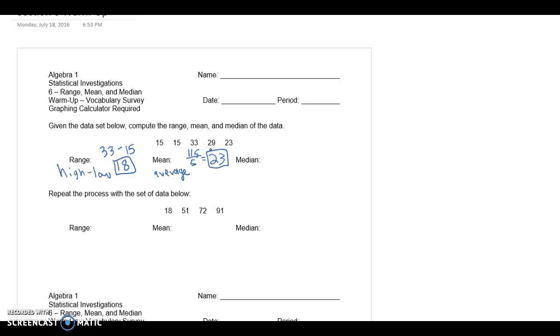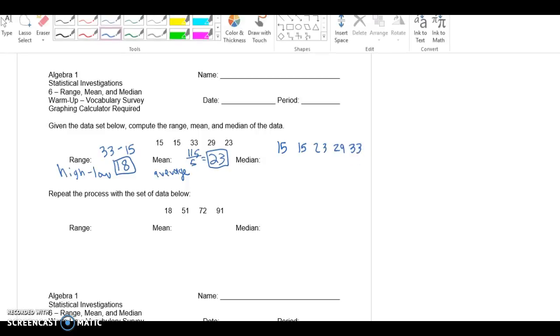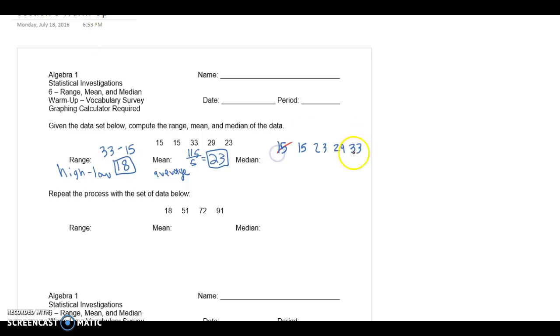To calculate the median, we're looking for the middle number in the ordered list. So in other words, we have to put the data points here in order. So 15, 15, 23, 29, 33. The median is the middle number. So I'm going to start crossing off numbers at the top and the bottom and settle on one number in the middle, which would be our median.